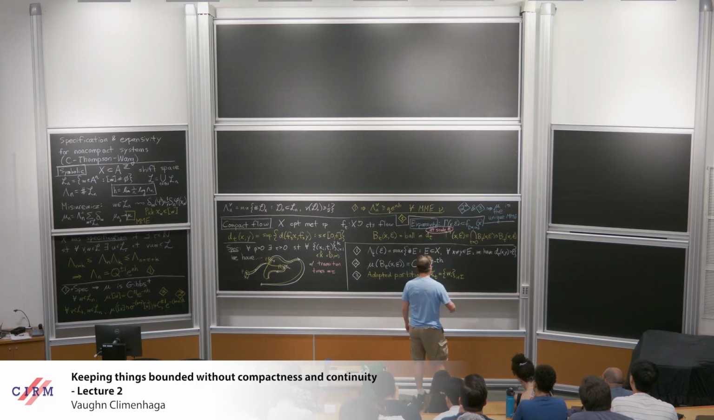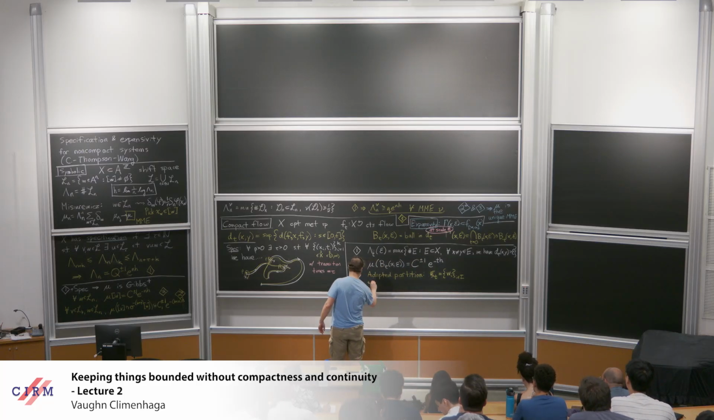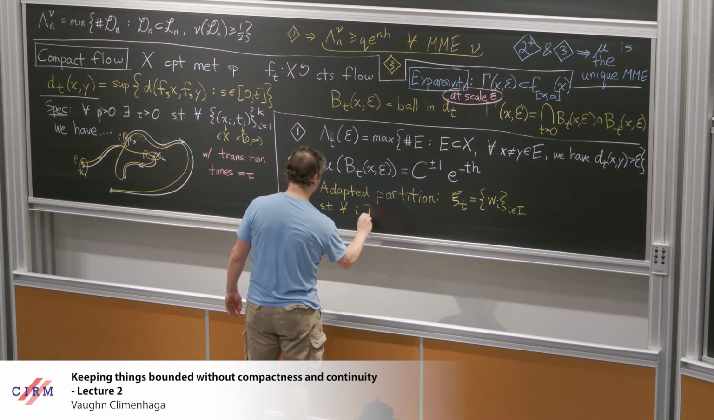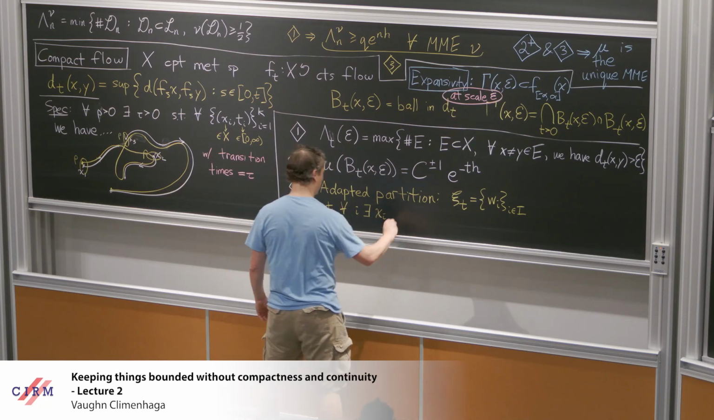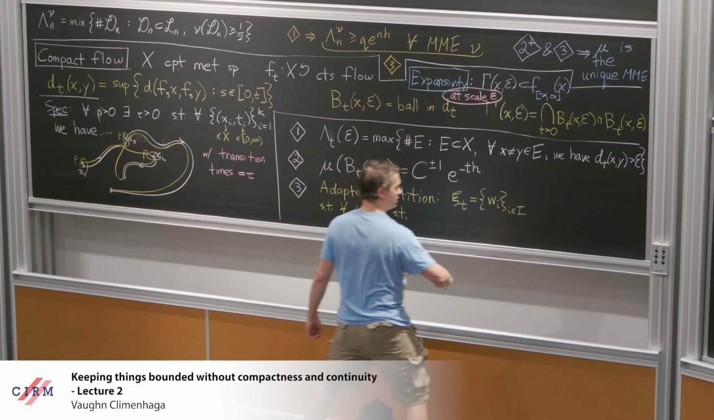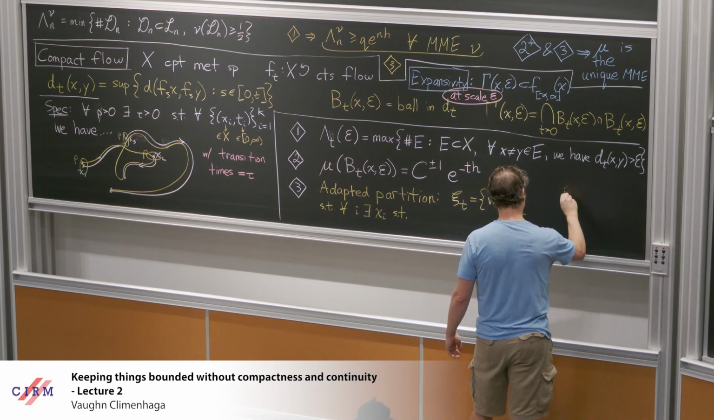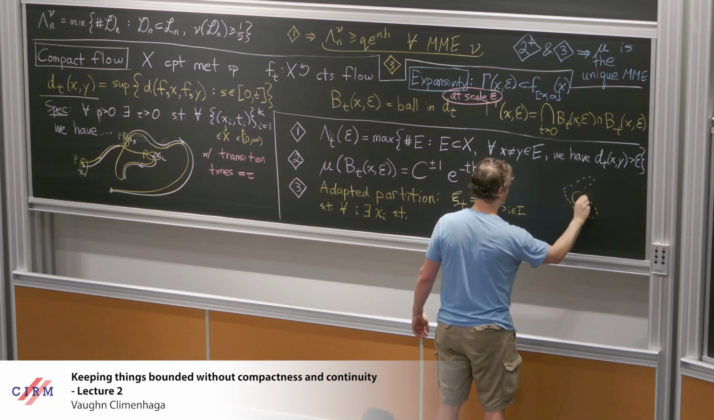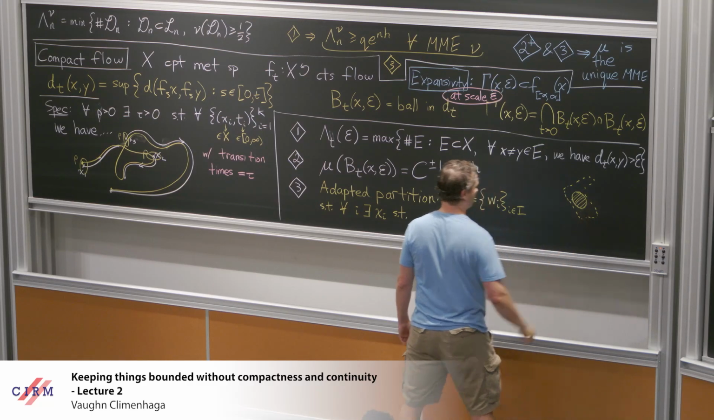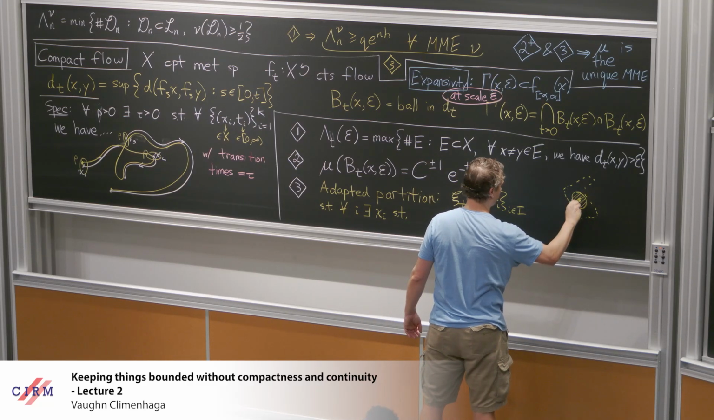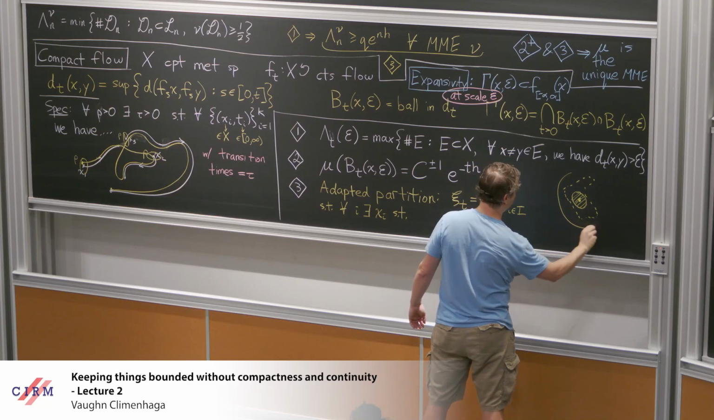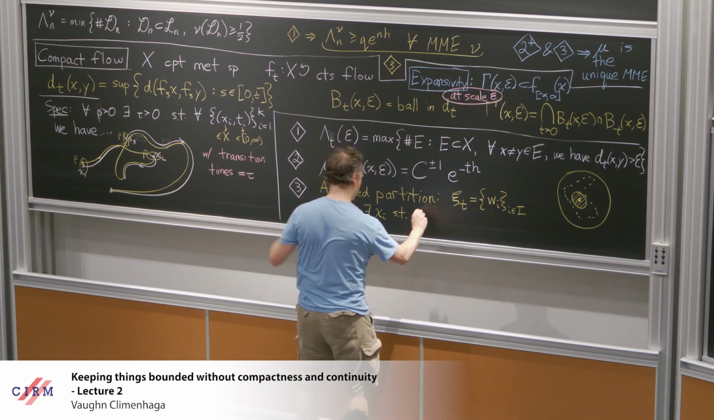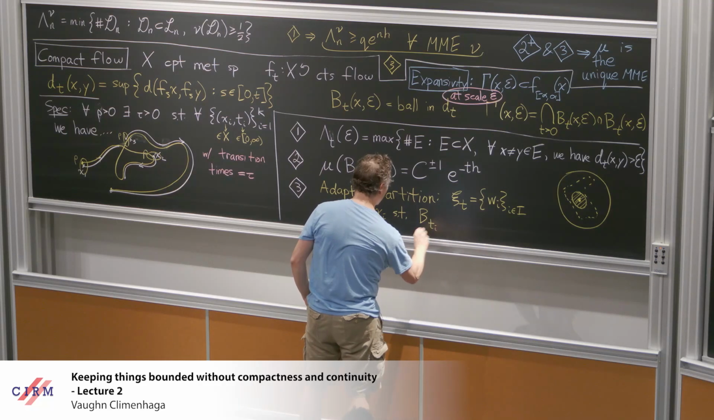Each of these partition elements should have the property that for each i, there exists some point x_i such that the partition element, which may have some strange shape, contains a Bowen ball of radius epsilon and is contained within a Bowen ball of radius 2 epsilon, of order t_i.